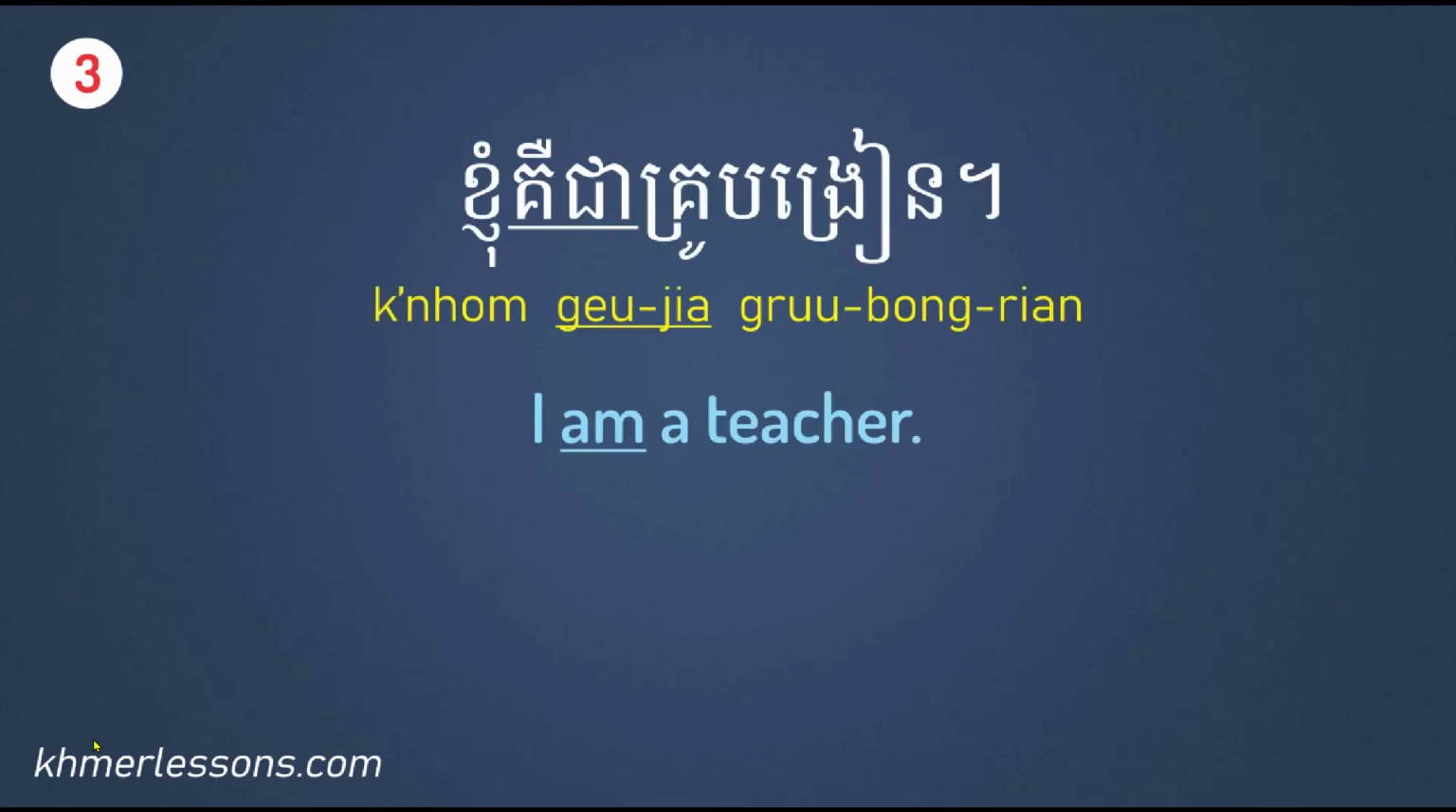Now let's see an example. You say, I am a teacher. Khnyom kư chia kru bong rin. I use the full word. And then another option, you can say khnyom kru bong rin. You see? You can skip verb to be also. And the word kru bong rin, or you just say kru, you can skip as well. The short one, you just say kru. This is the word for teacher.